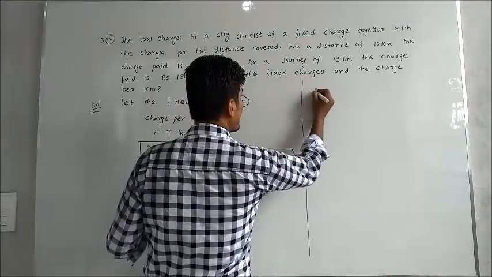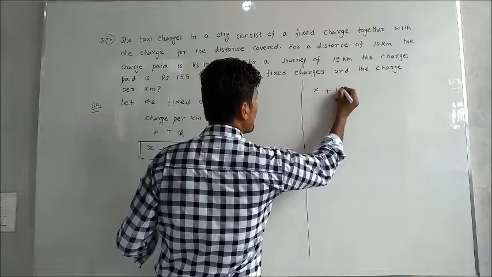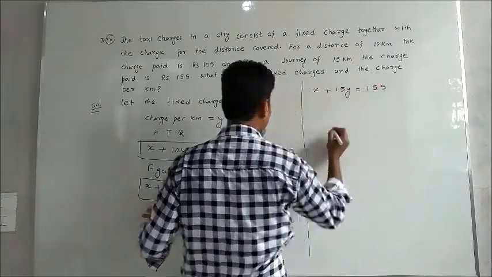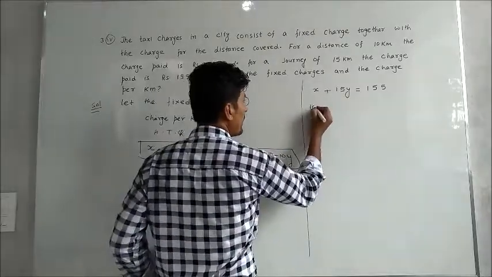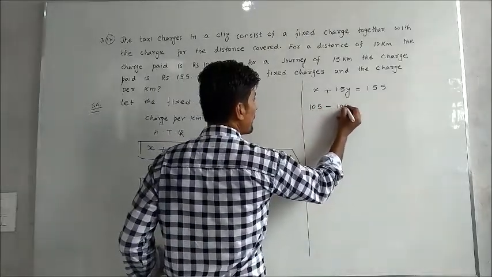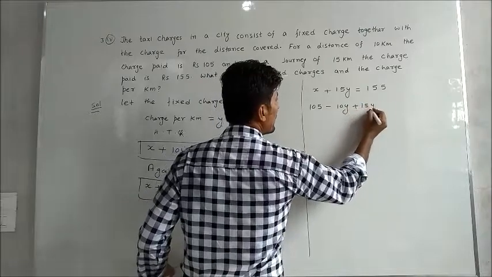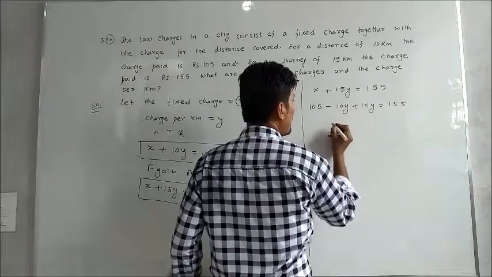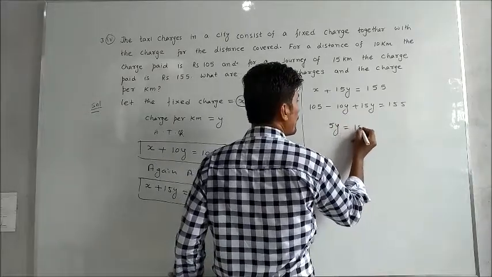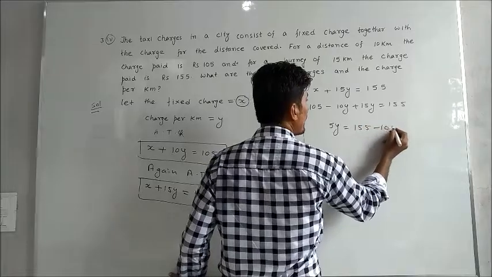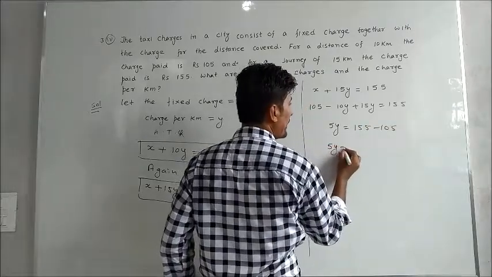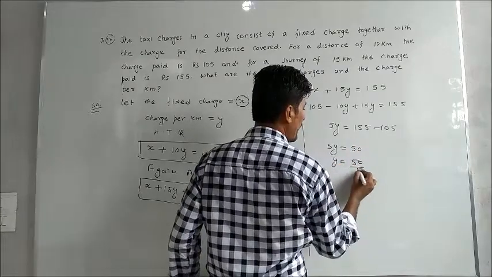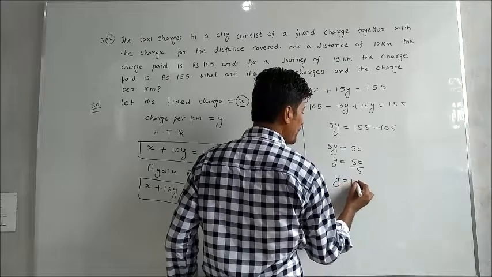The equation is given x plus 15y equals 155. We can write here 155. Now in place of x we can write 105 minus 10y, plus 15y is already there, equals 155. Minus 10y plus 15y equals 5y equals 155 minus 105. So we can write here 5y equals 50. Hence y equals 50 upon 5. Hence the value of y equals 10.